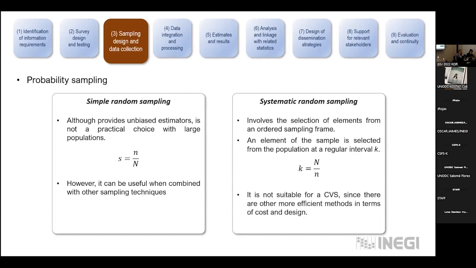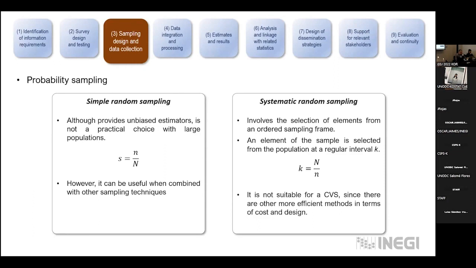When we consider all the population, it's not very useful by itself, but it can be useful when combined with other sampling techniques, as we are going to see in the next slides. And systematic random sampling is like simple random sampling, but considering a regular interval. Making this systematic random sampling is very useful, especially when the actor who is doing the survey is not the National Statistics Office.